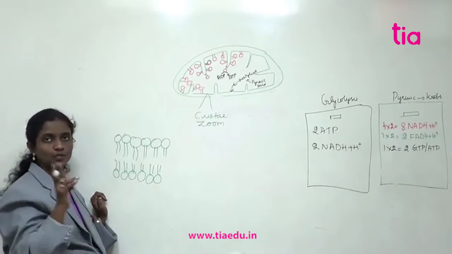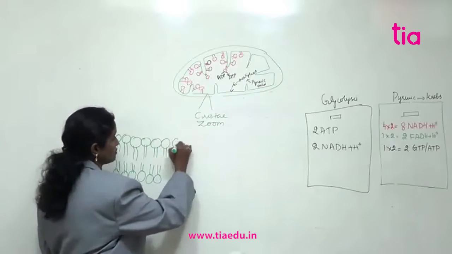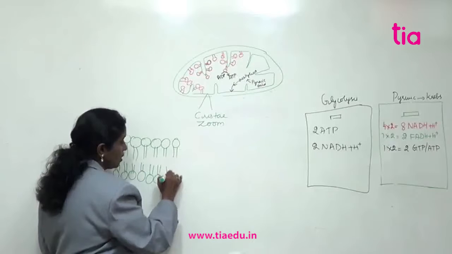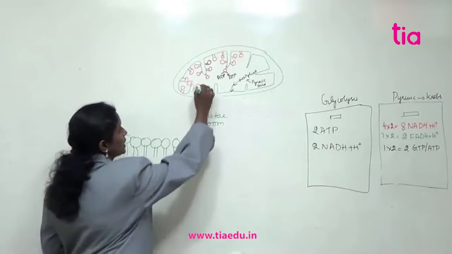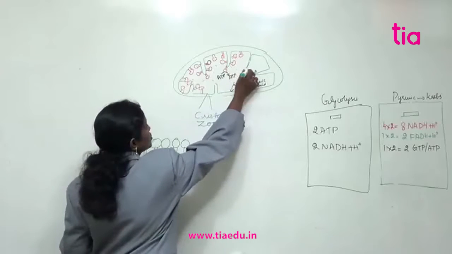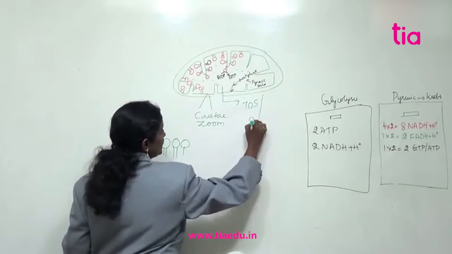Is it 2 options only, 70S or 80S? The ribosomes of the inner membrane of mitochondria is 70S or 80S. Tell me. Yes, am I getting an answer? There are ribosomes here, right? So, the ribosomes present here, I am asking, is it 70S or 80S?